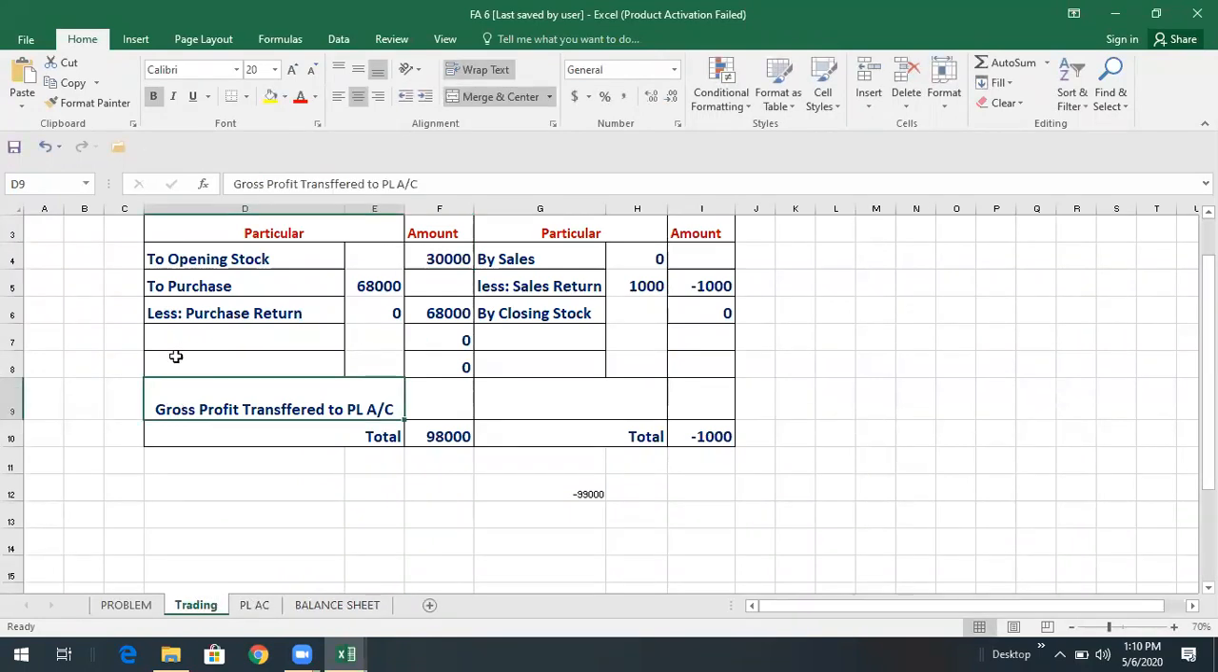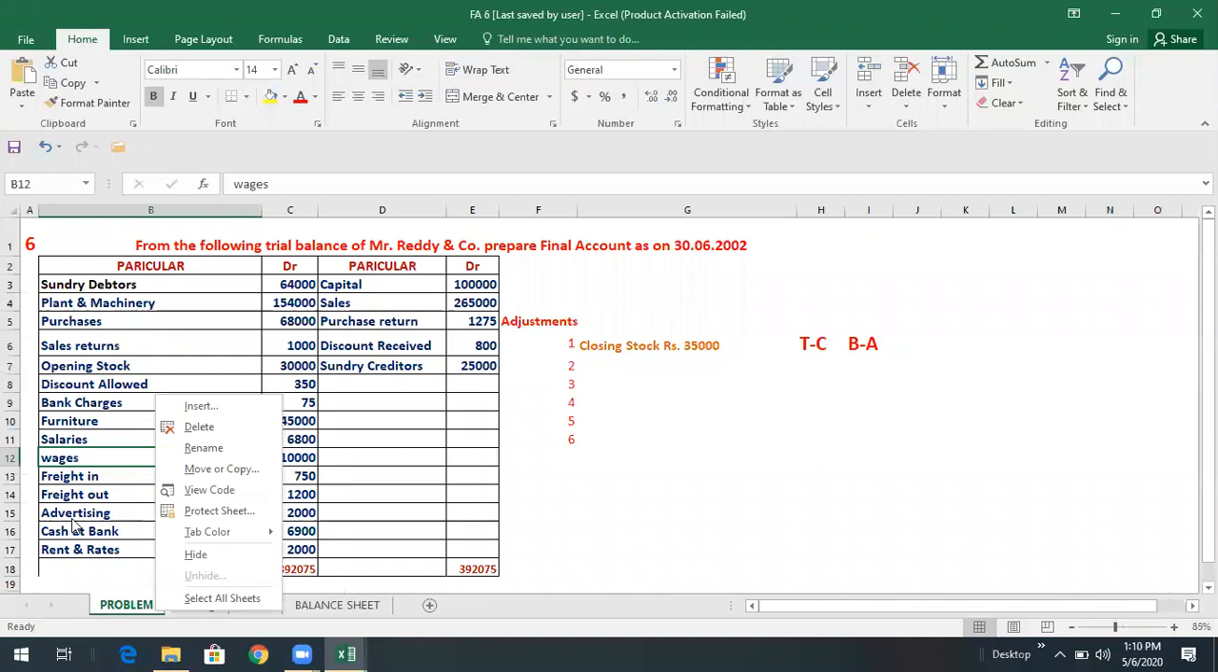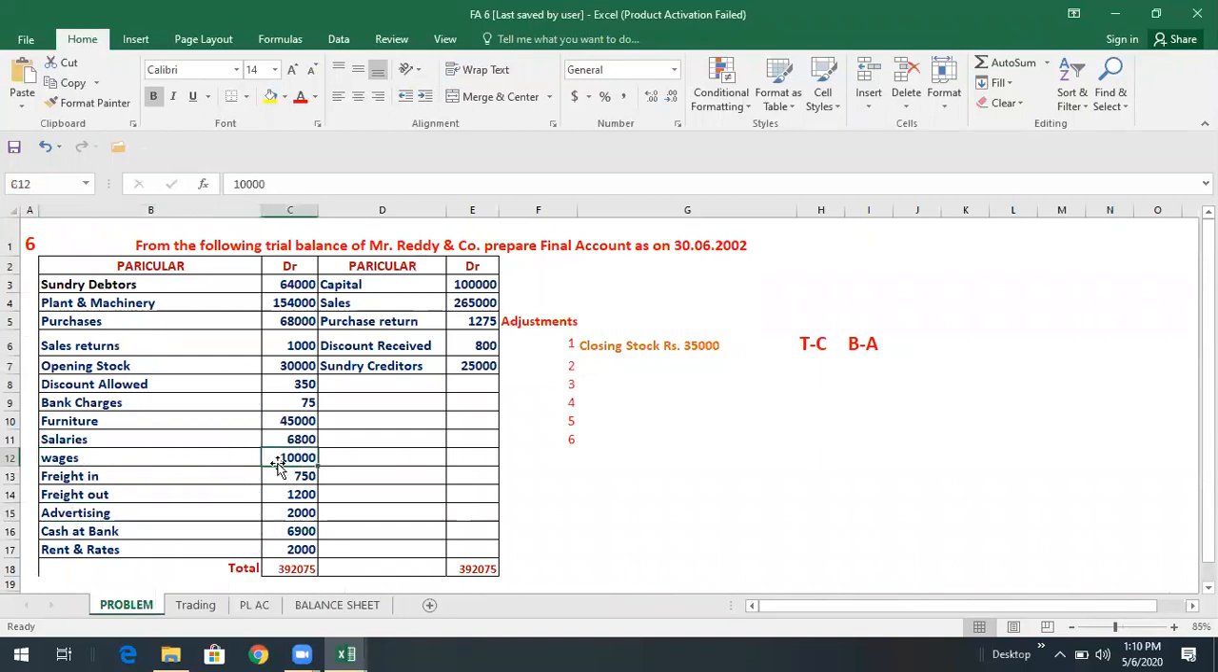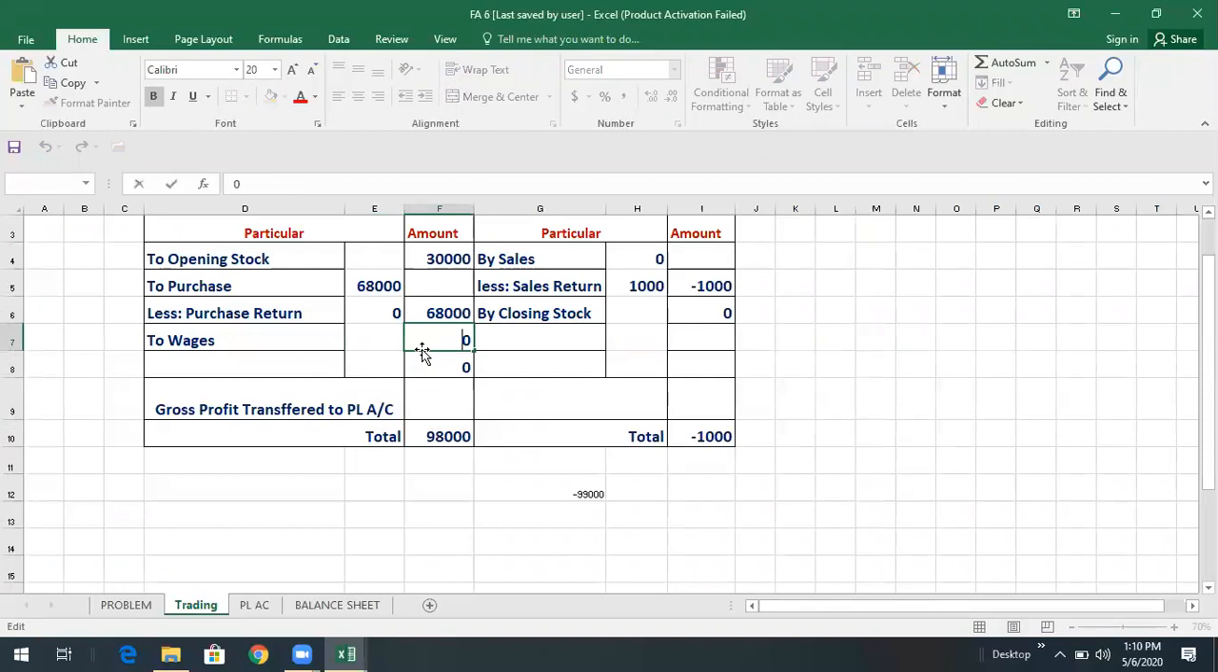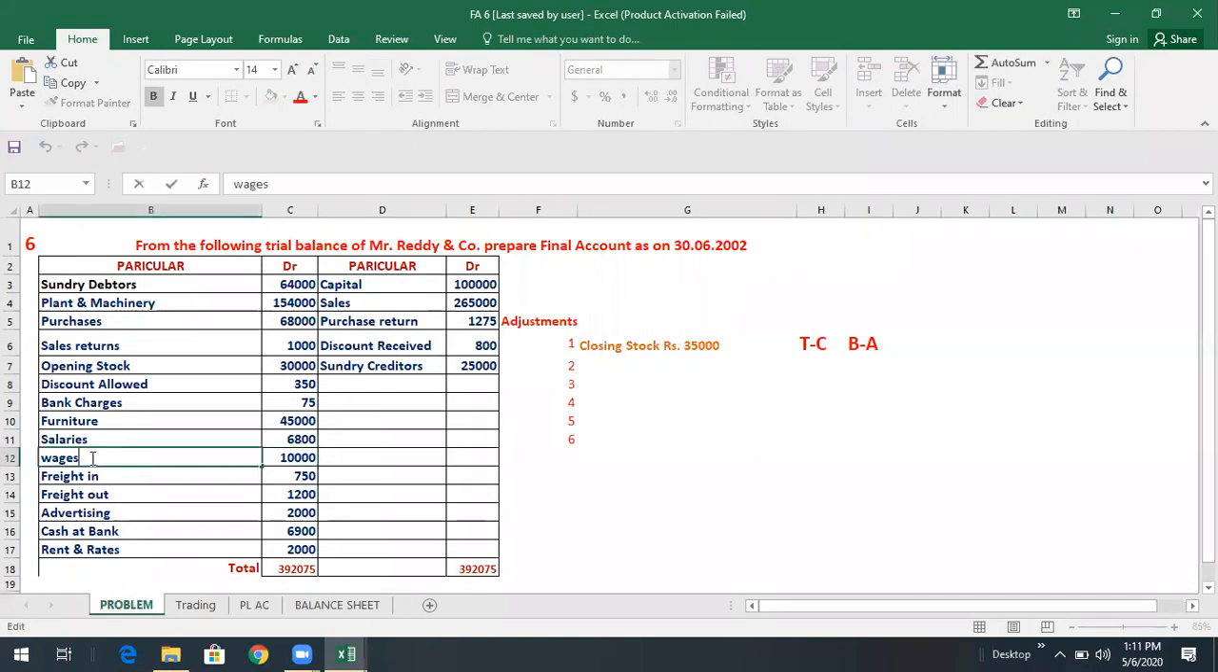Your trading account, your debit side, we get wages. So I'm entering here two wages. What is the wages value? 10,000 rupees. So I'm entering here 10,000 rupees wages. Wages 10,000 rupees completed. Next, if you observe here, there are two words that are similar.